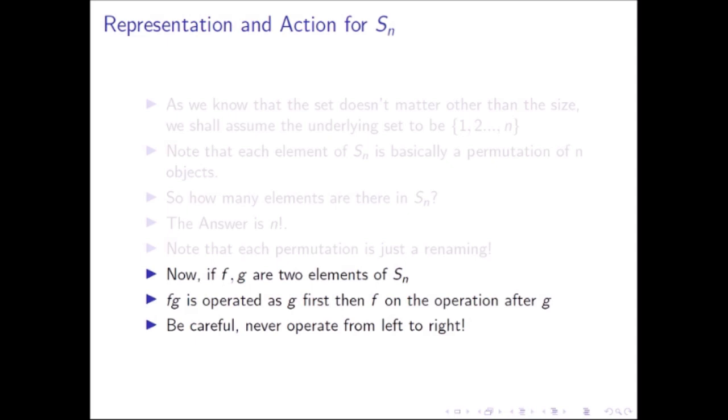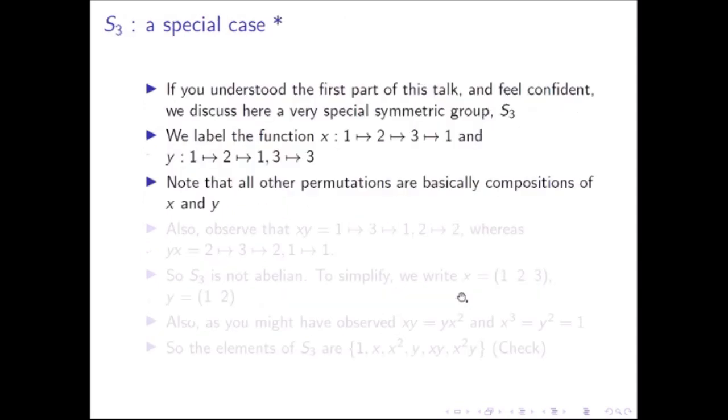So if two elements f and g of Sn are there, then fg is operated as g first, then f, as in function composition. f(g(x)): we find g(x), and if g(x) is y, we find f(y), and that's the result of f(g(x)). So be careful. A very naive and beginner mistake over here is operating from left to right. Never do it, because in the symmetric group, as it's a function group, although this looks like left to right, it is operated from right to left. Be careful.